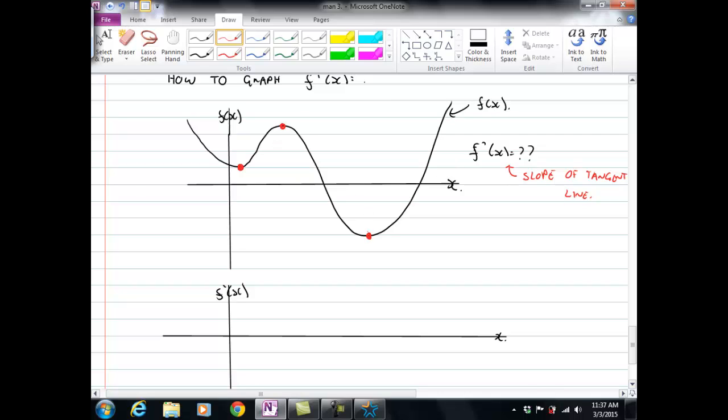Now some of you say, Mr., why is that? Well, if I look at the slope of the tangent line, it's going to be a horizontal line right here. Horizontal line means 0 slope. So that's the first thing we do.